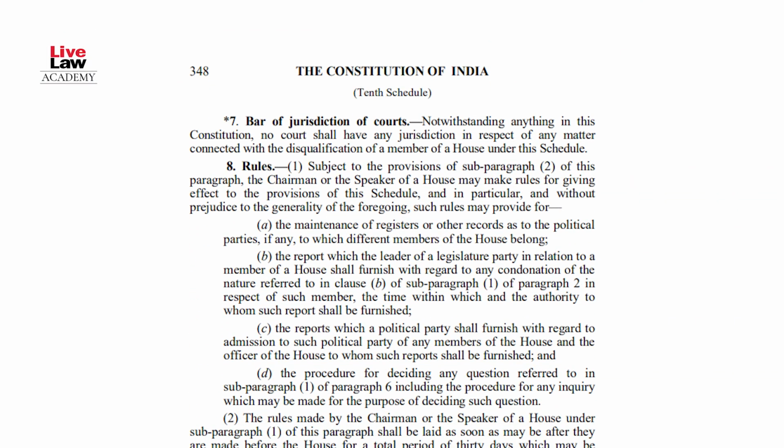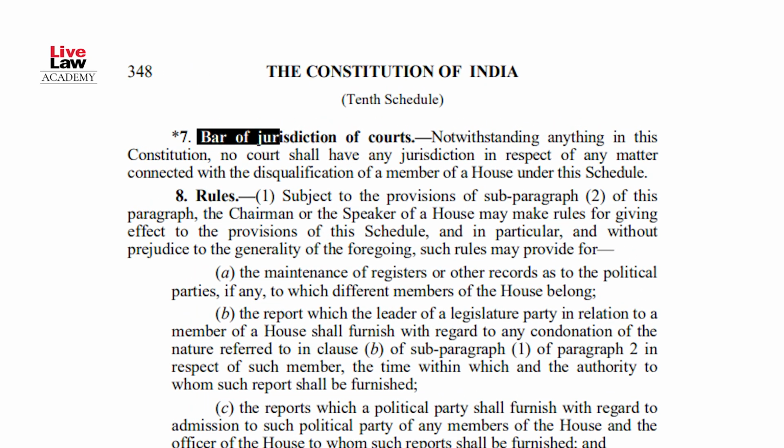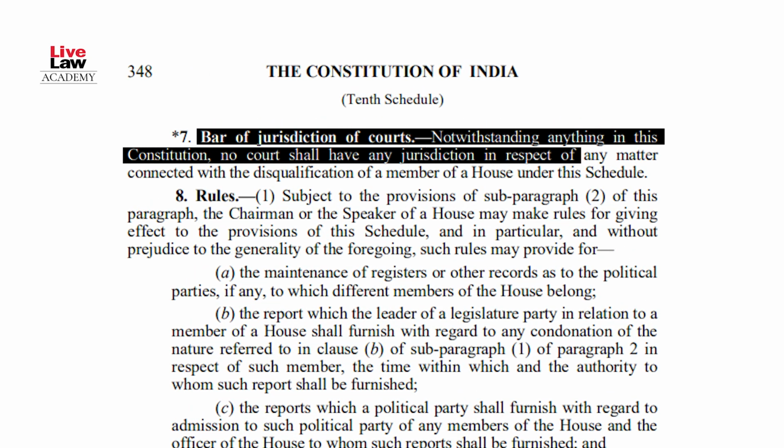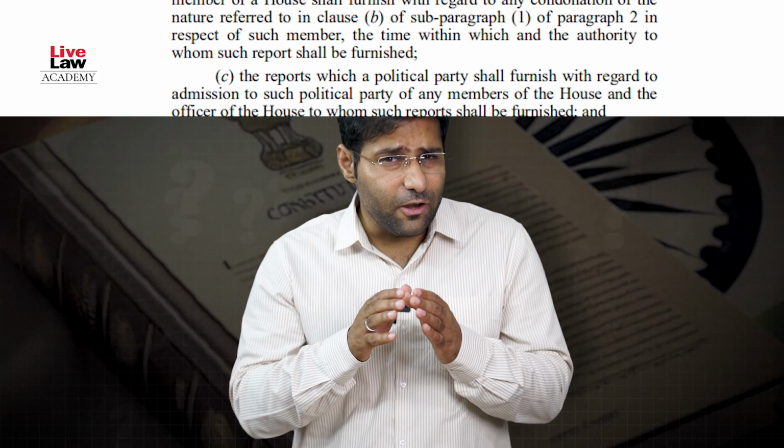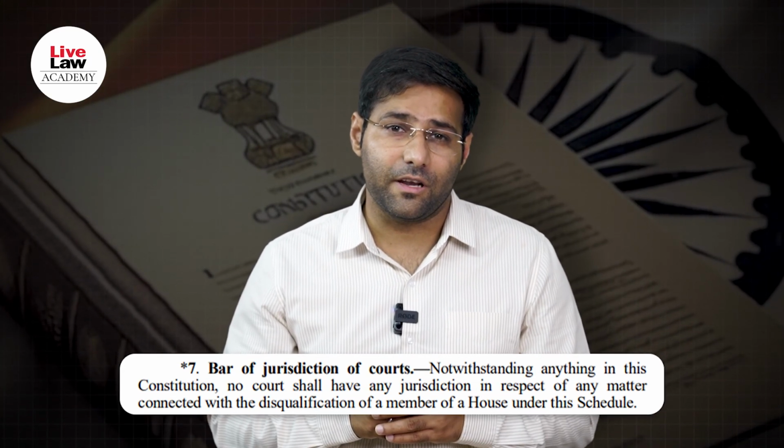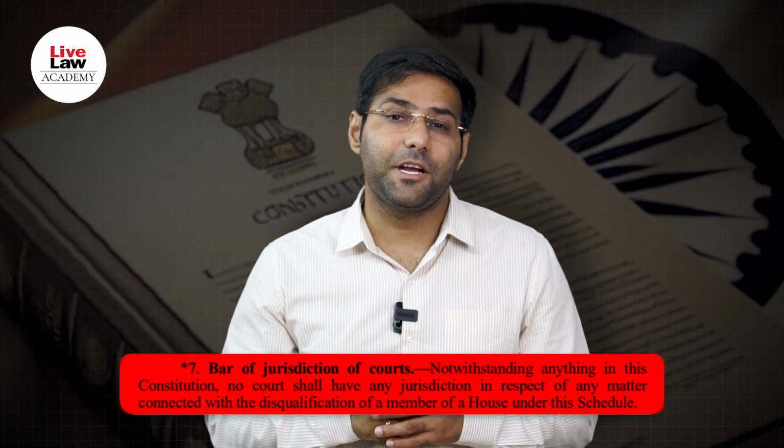Paragraph 7 of the 10th Schedule said that the Speaker's decision could not be reviewed by a court. Judicial review is a core part of our Constitution's basic structure. Can you remove that power? The Supreme Court said no. But what about the rest of the anti-defection law? The court applied the doctrine of severability again. It held that the exclusion of judicial review in paragraph 7 was not essential to the anti-defection framework. The main law could function perfectly well without that one unconstitutional part. So the rest of the 10th Schedule was saved.